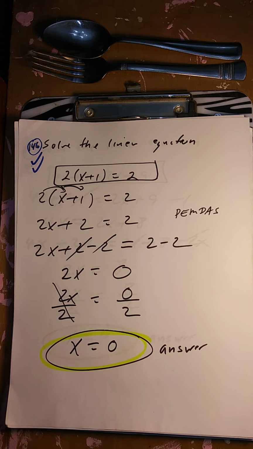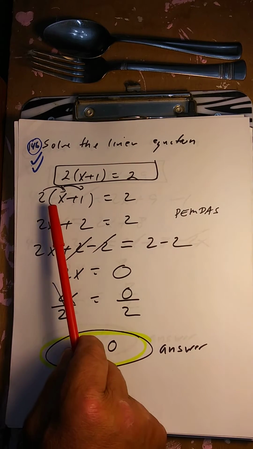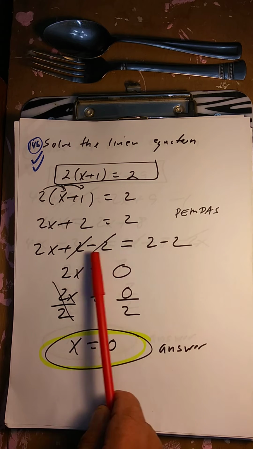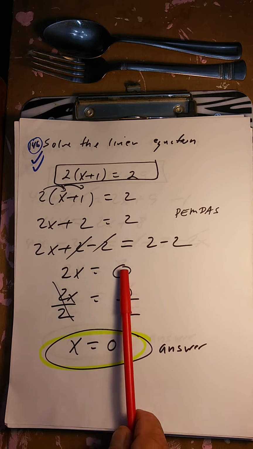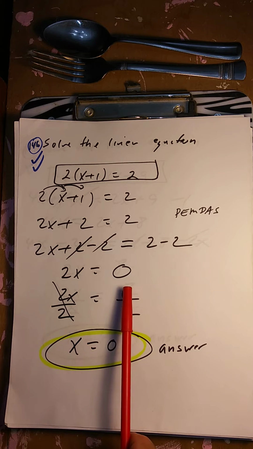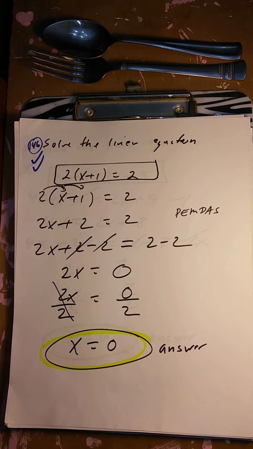Another parenthesis. Let's do that first. Order of operations. So 2 times that is 2x. 2 times 1 is 2. Now we're going to subtract 2. Subtract 2. These are gone. So 2x equals 0. Divide by 2. Divide by 2. So these are gone. So x, 0 divided by 2 is still going to be what? 0.